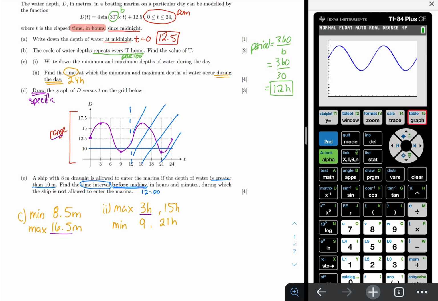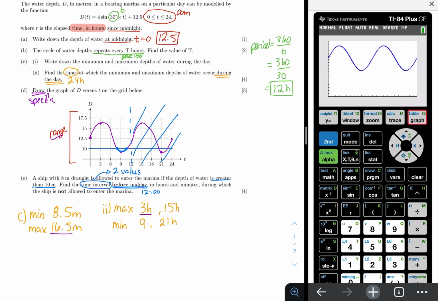When you see time interval, it means we're looking for two values, right? So between A and B, for example, we're looking for two values. And the time interval during which the ship is not allowed to enter the marina. Well, if the depth is smaller than 10, we're not allowed to enter the marina. So we're looking for these 2 points, and between these 2 points, we won't be allowed to enter the marina.